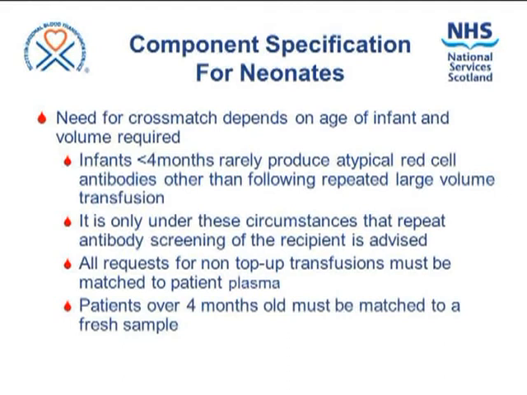Infants less than 4 months old rarely produce atypical red cell antibodies, with the exception of those who have repeated large cell volume transfusions. It is only under these circumstances that a repeat antibody screening of the recipient is advised and should be carried out. All requests for non-top-up transfusions must be matched with the patient's plasma. Patients who are over 4 months old must be matched to a fresh sample each time.